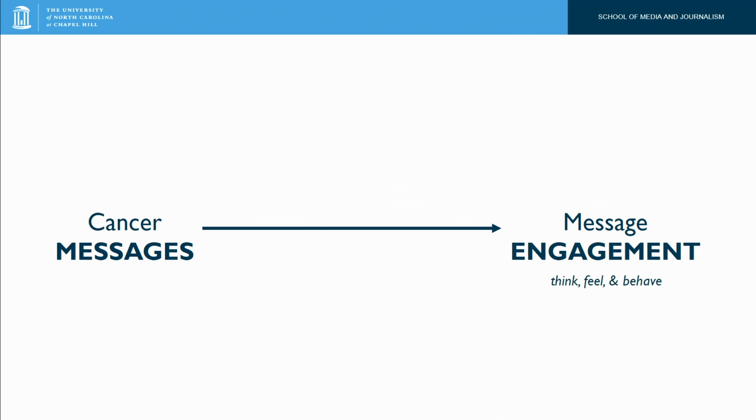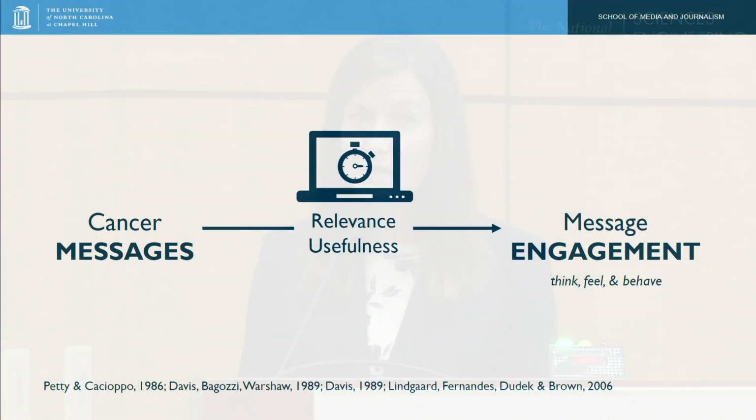So in an ideal world, we would have cancer messages, we would design them well, and then our audiences would engage with them. And they would think and feel and behave in the ways that we intend. But it doesn't really work like that, does it? And so we know, though, that there are certain things that we can look to improve this process. And we have decades of research and evidence that shows there are some key factors that will help this process.